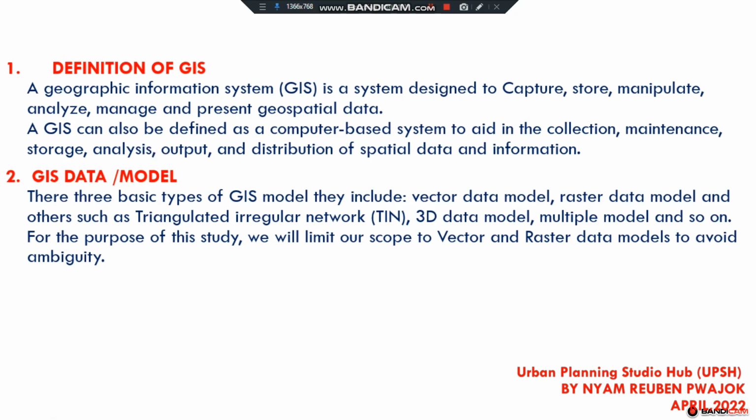And the second definition simply puts it as: a GIS can also be defined as a computer-based system to aid in the collection, maintenance, storage, analysis, output, and distribution of spatial data and information. Well, you might not know, if your hand has touched GIS in any way, you have actually covered the definitions of GIS, because before you are able to work on any, whether it's GIS, ArcGIS or ArcMap or QGIS, whatever you call it, there must be a capturing of information, there must be a storage, there must be manipulation, analysis, management before you present your work.